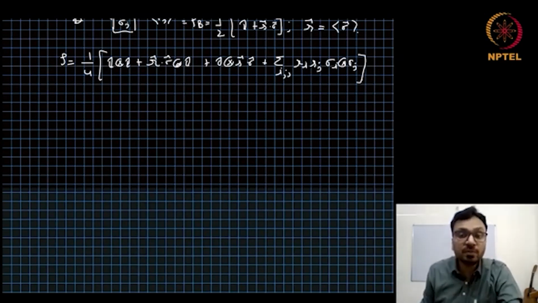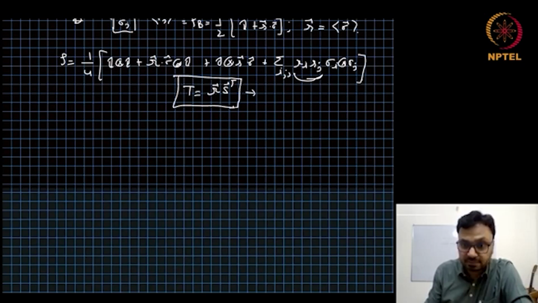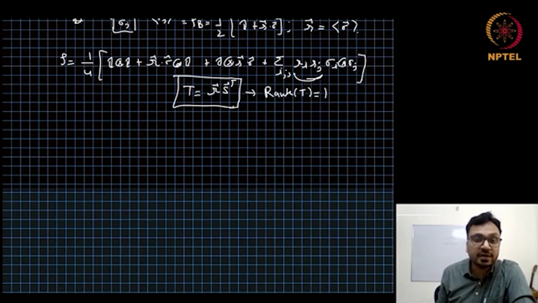But this need not be the most general density matrix, because the T_ij need not be of this form. T_ij can be any arbitrary 3 by 3 matrix, whereas from here we can write T as the R vector times the S vector transpose. This is a rank 1 matrix. This is not the most general. So our task is to estimate the most general density matrix.